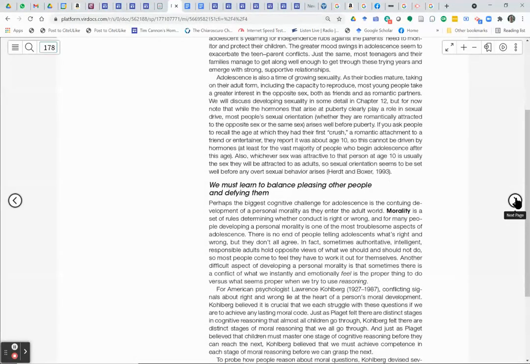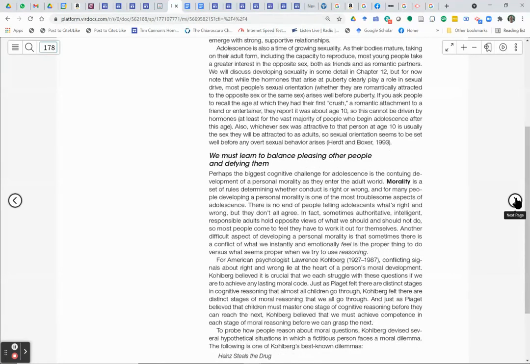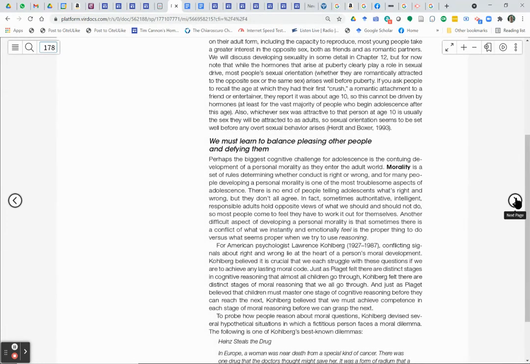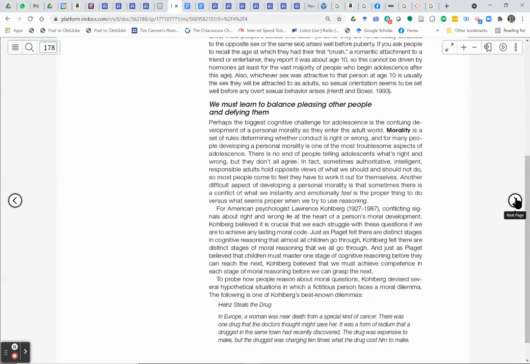Sexual development, gender. Dr. Breedlove deals with this issue in terms of development of the brain, hormones in the brain, and differences, subtle differences between male and female brains. We'll come up with more information on sexual orientation later in the book. Morality.